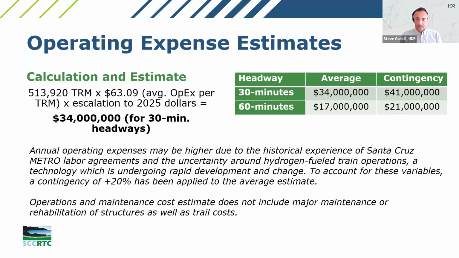The reason why we did that is because we are intending to run hydrogen trains. This is technology that is rapidly developing and still very new. So we want to account for that as a variable. And also understanding the historical experience of Santa Cruz Metro and their past labor agreements. So I understand there are a lot of questions coming through about why these are presented in 2025 dollars. We are doing that because of the nature of the project, and we don't have a specific operating date to use yet to advance that.